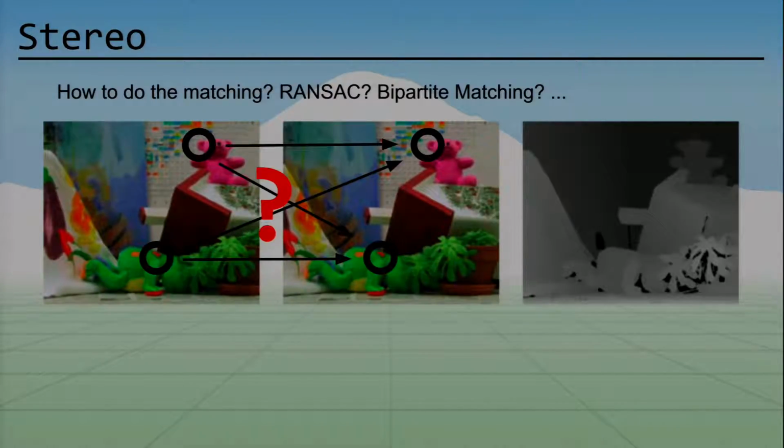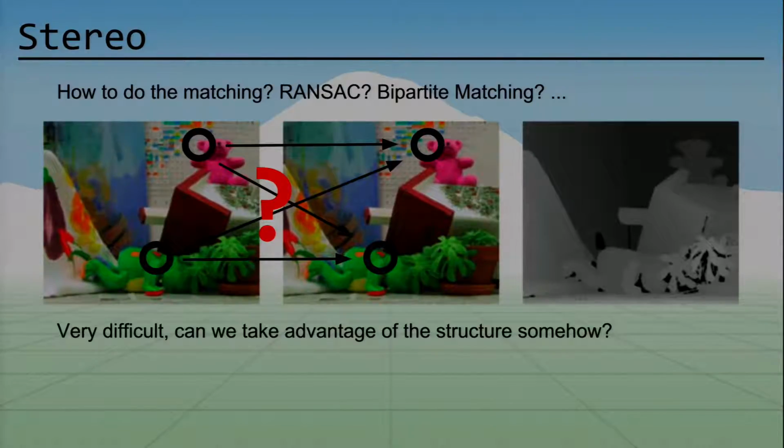So now the question becomes, how exactly do we do the feature matching? Do we use RANSAC like we did for panoramas? Do we use something like a bipartite graph matching algorithm? How do we do this? So the truth of it is, this is actually really hard. If we just want to find this feature here somewhere in this entire image, doing so is going to be really hard, and it's going to be prone to lots of false positives. So the question is, can we take advantage of the structure of our stereo cameras, the structure of our 3D environment, to make this feature matching problem easier on us?